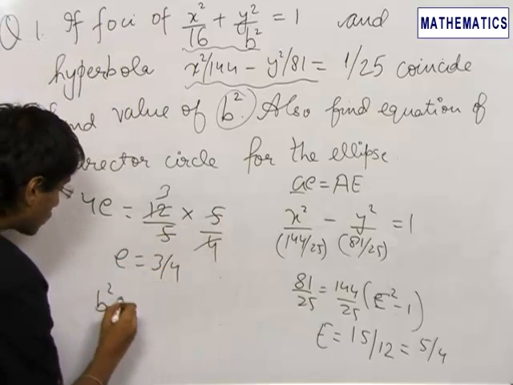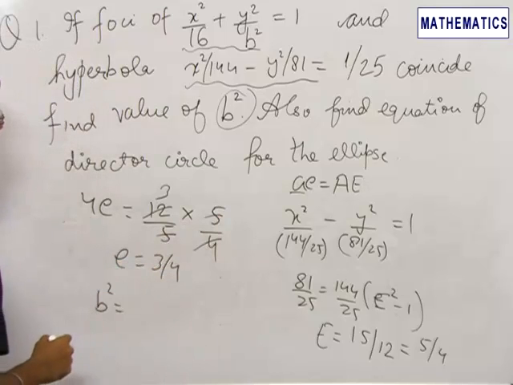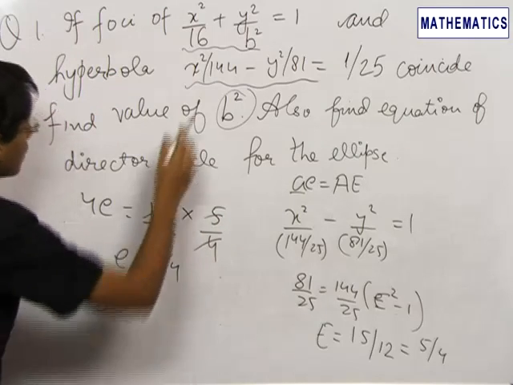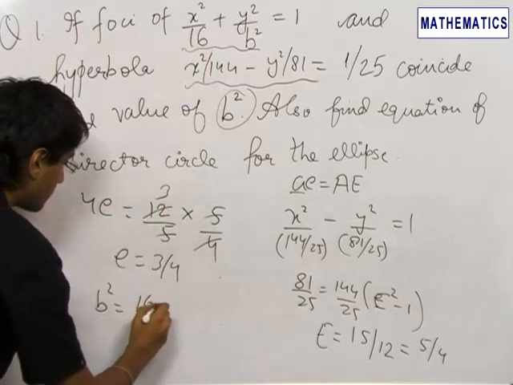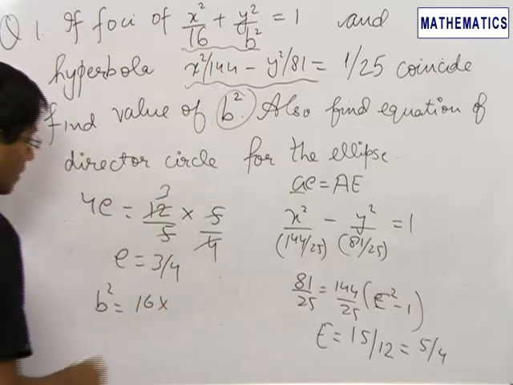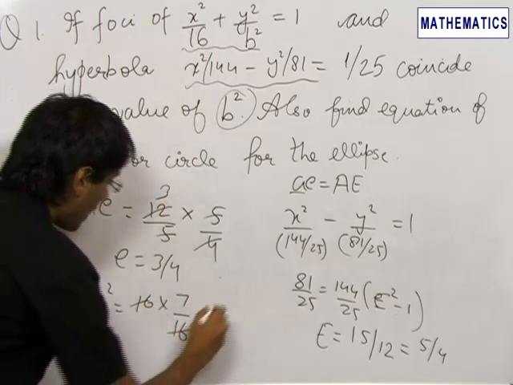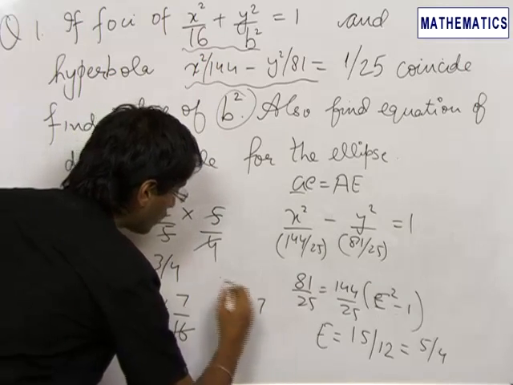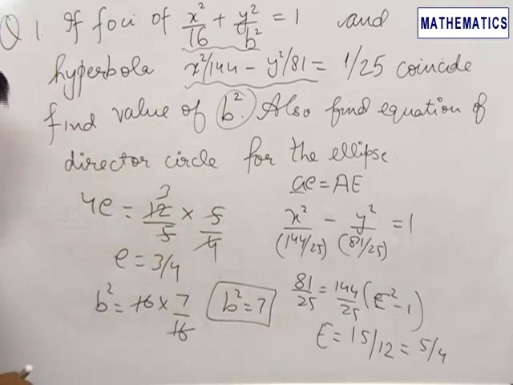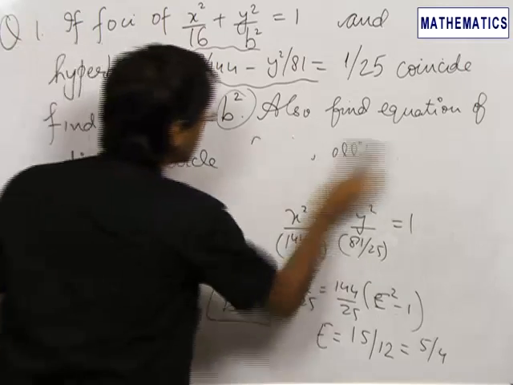And we know that small b square is equal to a square times 1 minus small e square for an ellipse. We have a square to be equal to 16 into 1 minus e square, which is 16 into 1 minus 9 by 16, that is 7 by 16. Hence the value of b square comes out to be equal to 7. This is the answer for our first part.